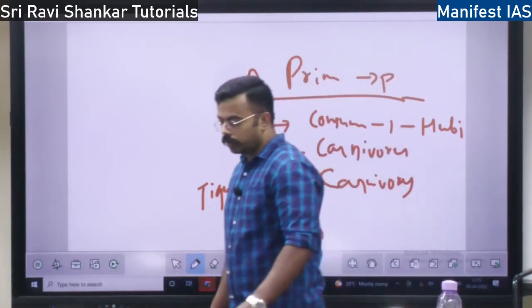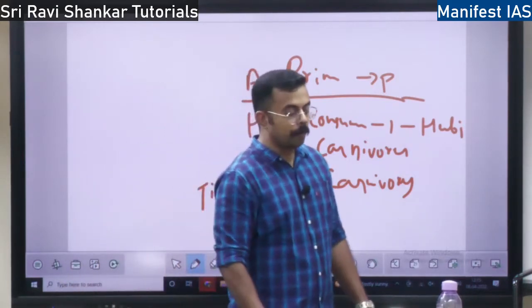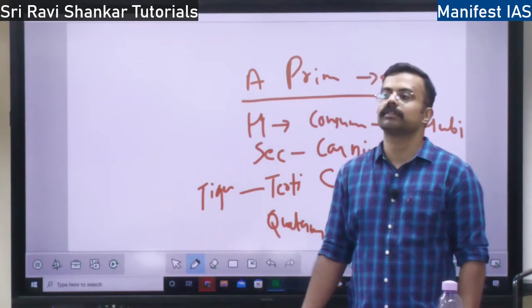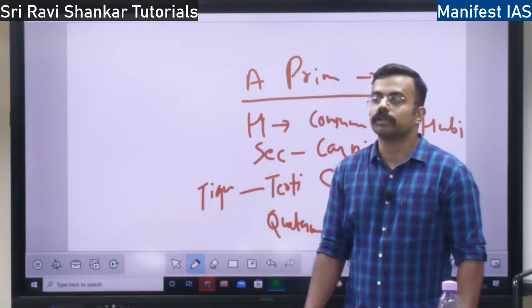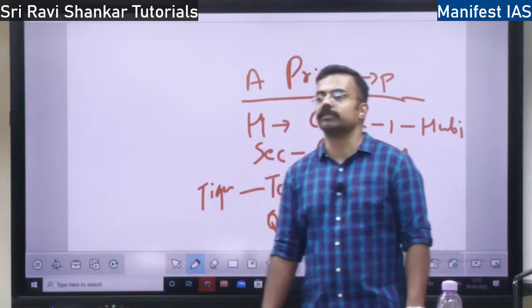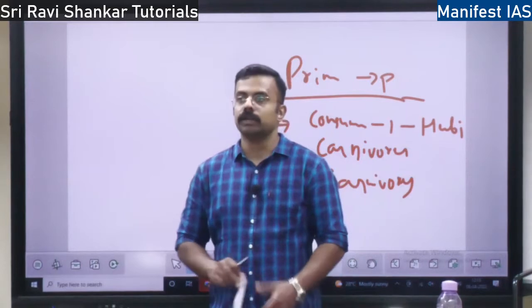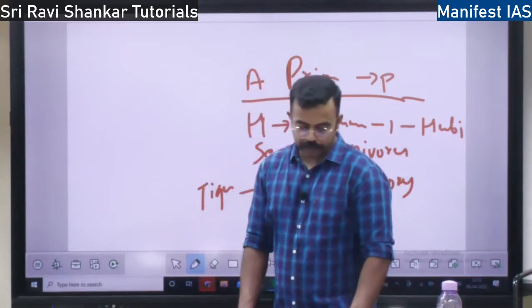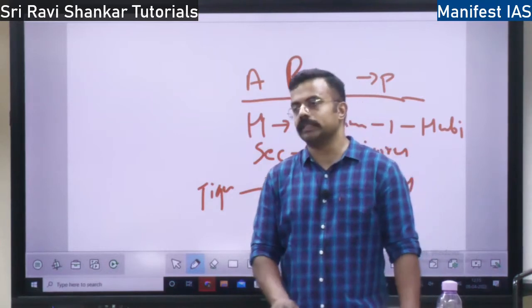Then you have one more macro consumer. There is one more component called omnivorous. What is omnivorous? Omnivore, which eats both plants and animals. Best example, humans and monkey. Monkeys also eat both plants and animals, right? So these are the macro consumers.